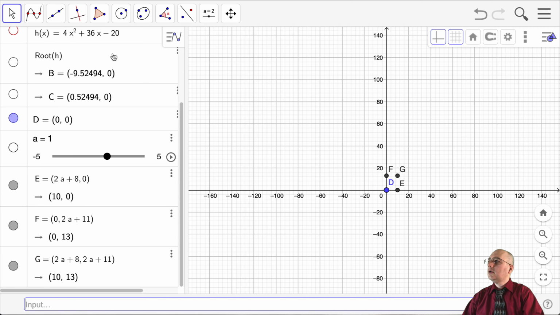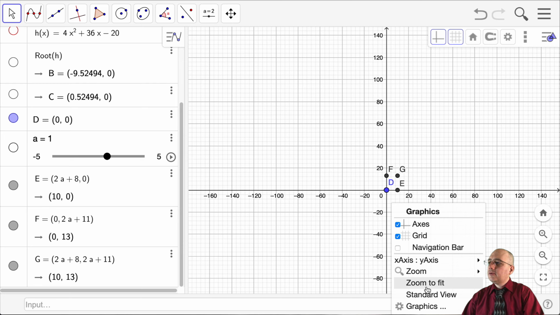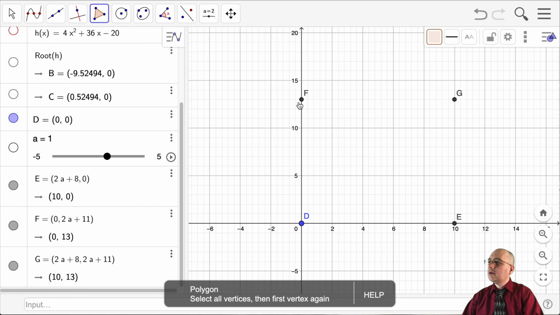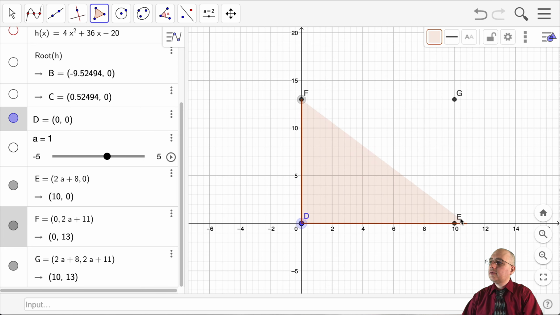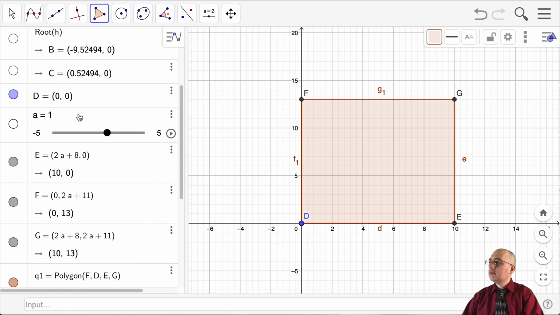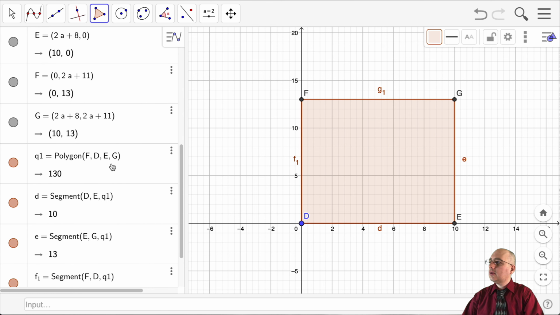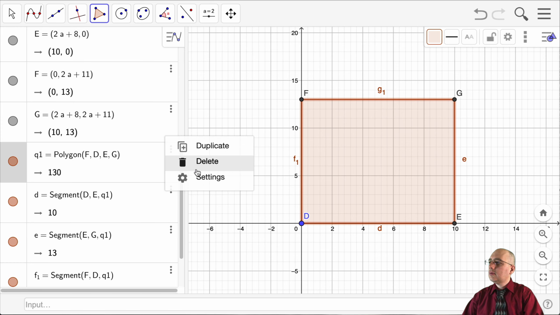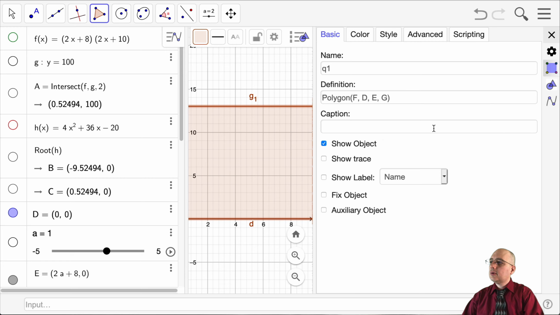So let's just zoom to fit this. There we go. We'll create a polygon. Give us the area. Like so. And where's the area? The area is 130. We can put that to show the value. There we go.